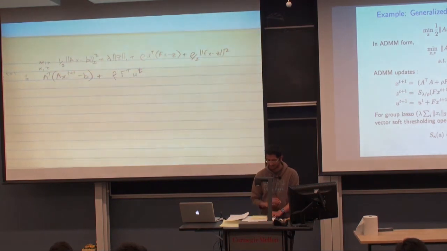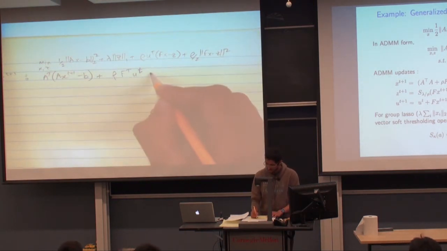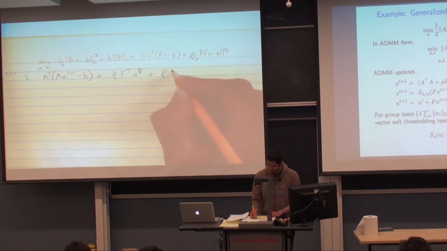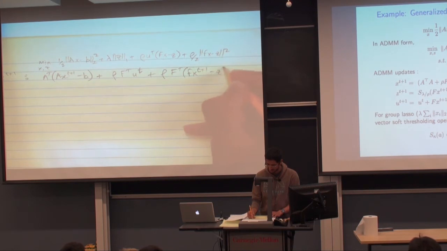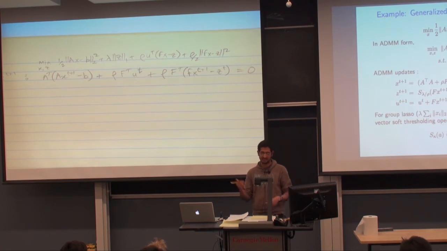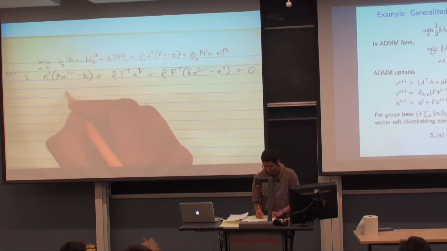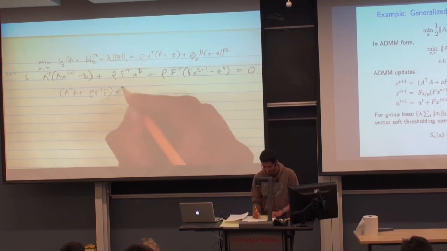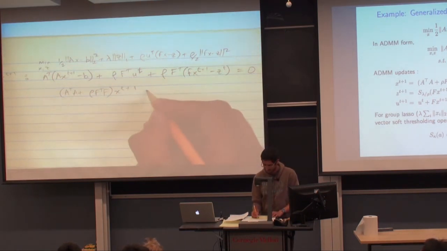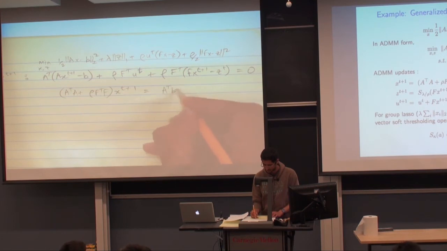Okay, so that's u at the previous time step. And I'll get rho times F transpose times (F x_{t+1} minus z_t), right? That should be equal to 0. So at x_{t+1}, I just differentiated it. If you just collect the terms for x, it's basically (A transpose A plus rho times F transpose F) times x_{t+1}, right? That's just equal to A transpose b plus rho times F transpose (z_t minus u_t).